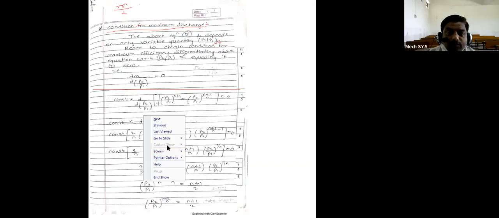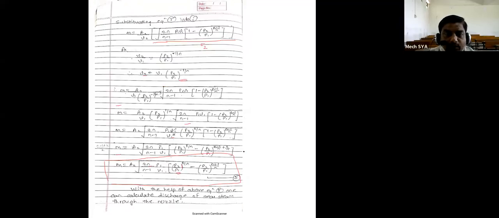Now here we have to differentiate this equation with respect to P2 upon P1, and that differentiation we have to equate to 0. Now this is the main equation. Others will remain; only P2 upon P1 will remain as a variable quantity. A2, square root 2n P1 upon V1, everything will remain as a constant. Therefore, we differentiate this equation with respect to P2 upon P1 only.